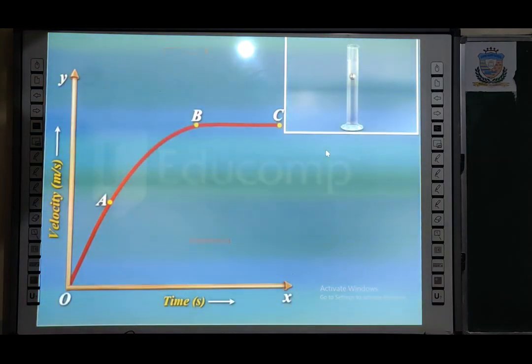Further increase in velocity also increases the viscous drag. Thus, the weight is balanced by the viscous drag and buoyant force, and the velocity becomes constant. This is the region BC in the graph. Here, the velocity of the object is constant, which is the terminal velocity.